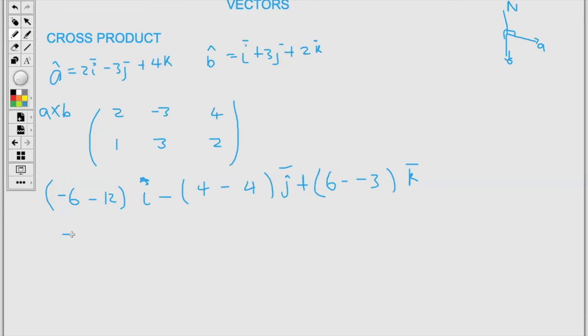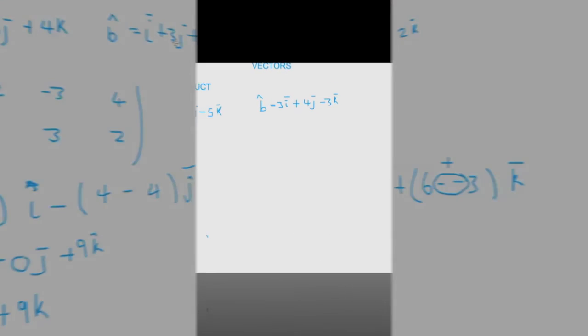So now we're going to know that -6 minus 12 is -18i. So -18 is the coefficient of i. 4 minus 4 is 0, so it's minus 0j. And this would be plus, because negative times negative is positive. So 6 plus 3 gives us 9. So in other words, our result for A cross B is -18i plus 9k. And this is a vector that is perpendicular to A and B.